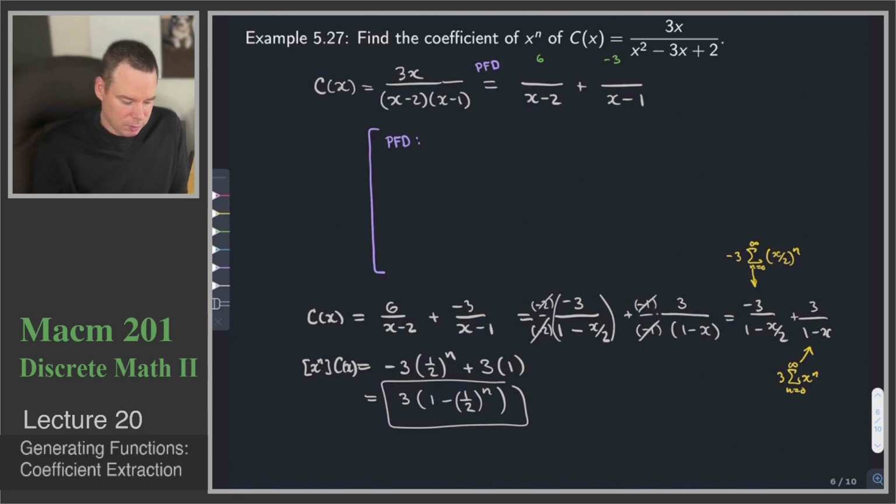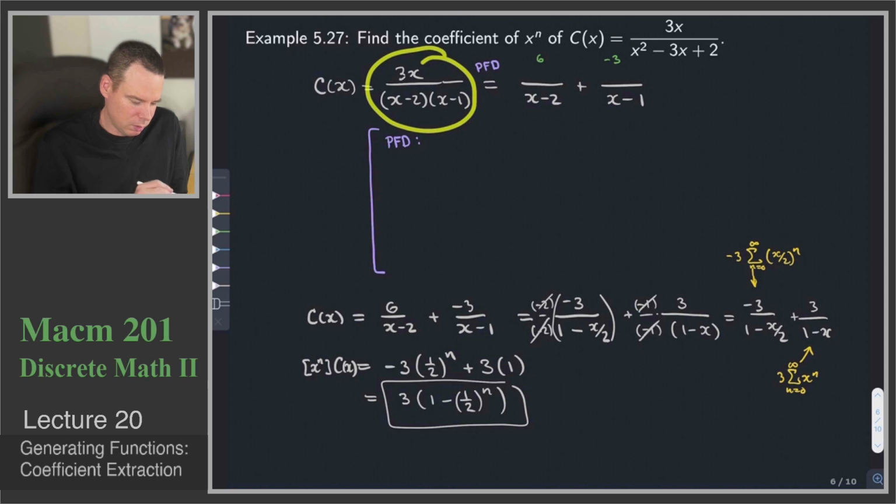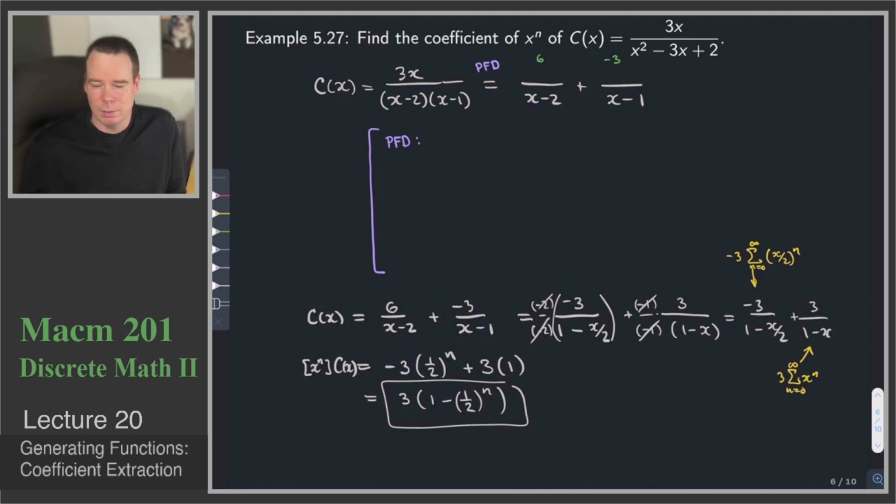Now I have suppressed a little bit here. What I have suppressed is the partial fraction decomposition step, but I wanted to just take a step back and see the big picture. I want the coefficients of x to the n. So I split it up into 2 smaller pieces. Those smaller pieces are ones I can deal with. So I extract coefficients from those smaller pieces and I'm done. How do we actually go ahead and split it up into those smaller pieces? That's the technique of partial fraction decomposition.